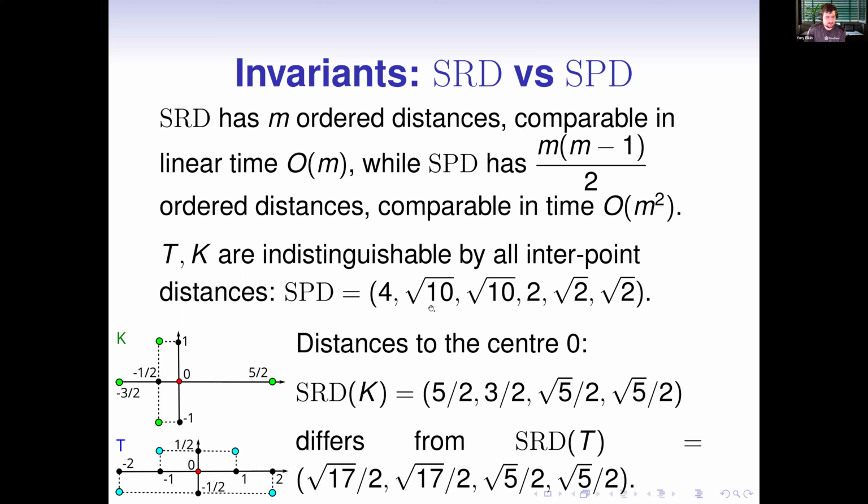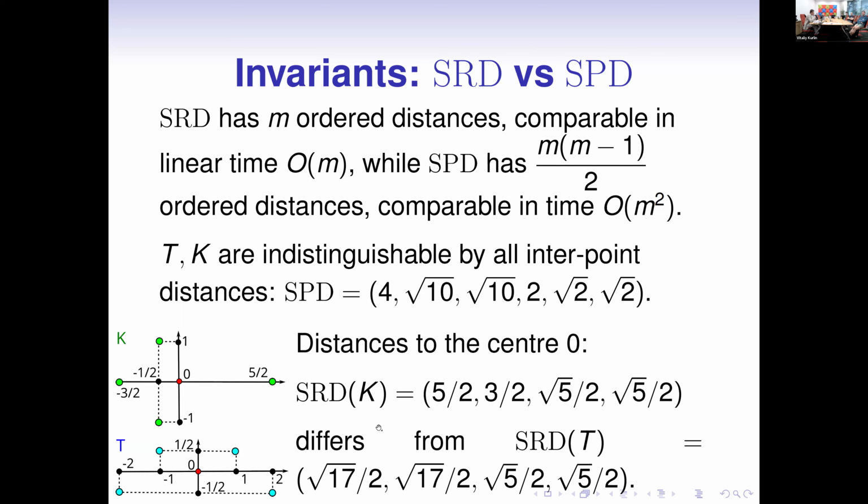And then I think here we have some examples, where those points are not distinguishable by SRD, but are distinguishable by SPD. Do Vitaly remember this example?